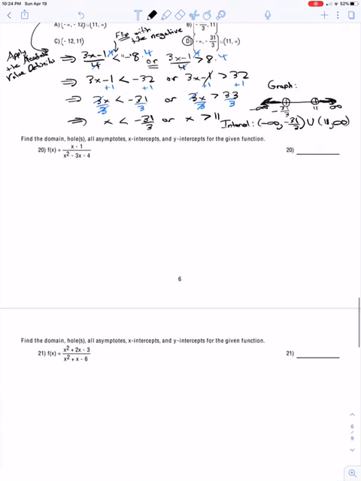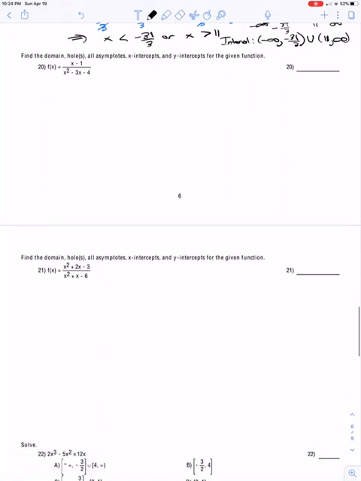All right, let's go down here to rational graphs. Moving on, let's find the domain, holes, asymptotes, and intercepts for the given rational.